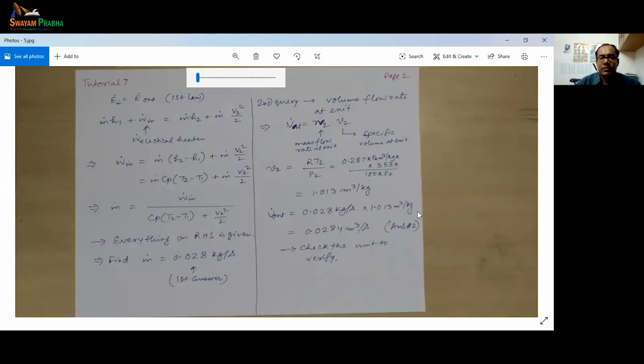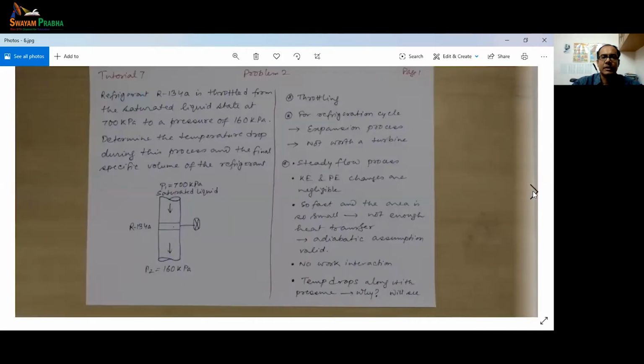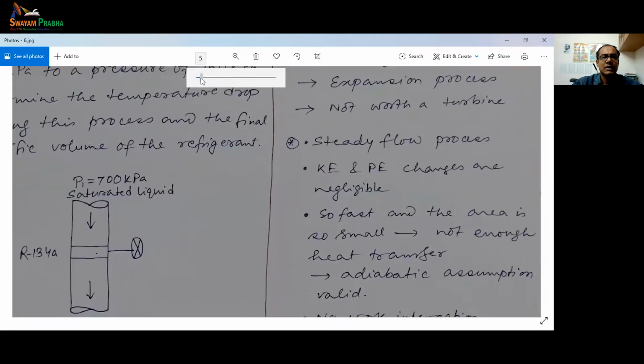Okay, so fine, that's the first problem we solved, and the next problem we'll solve will also be from chapter 5, that means control volume analysis. So what is the next problem?